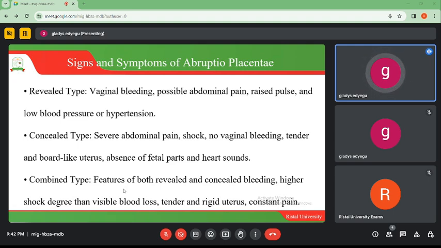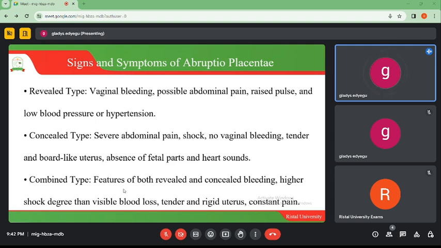Then absence of the fetal parts and heart sounds. Because of that blood, you may not even hear the fetal heart of this baby. You may not even be able to feel the fetal parts because the blood that has been concealed inside the uterus will interfere also with the baby. When you're examining, even the mother may not allow you to palpate, and you may not be able to even listen because she does not want someone to touch and try to press, compress, or palpate her abdomen because of the pain.